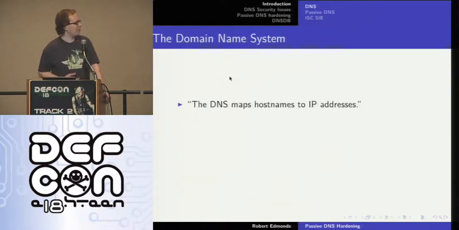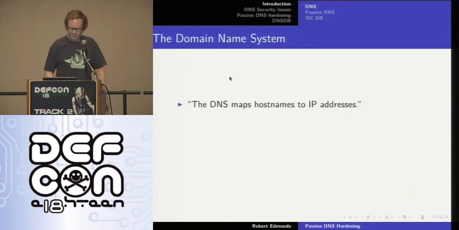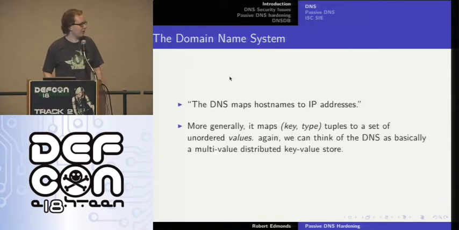Okay, so the DNS maps host names to IP addresses. This is generally what we consider it to be, but in fact, it's more of a generalized system. It's basically a distributed key value system. More generally, it maps key type tuples to a set of unordered values. So basically a multi-value distributed key value store.